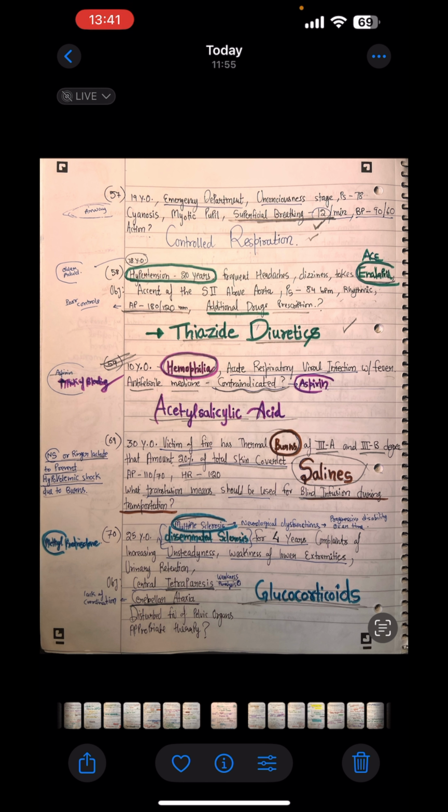And if the S2 is accentuated over the pulmonary artery, it means pulmonary hypertension, that more blood flow is over there. So pulse is high, rhythmic, arterial pressure is still high. The patient is already taking the ACE inhibitor, but the arterial pressure is still high, which means poor control by the drug. So as a combination, we are going to prescribe a thiazide diuretic to the patient in order to control the hypertension in a better way.